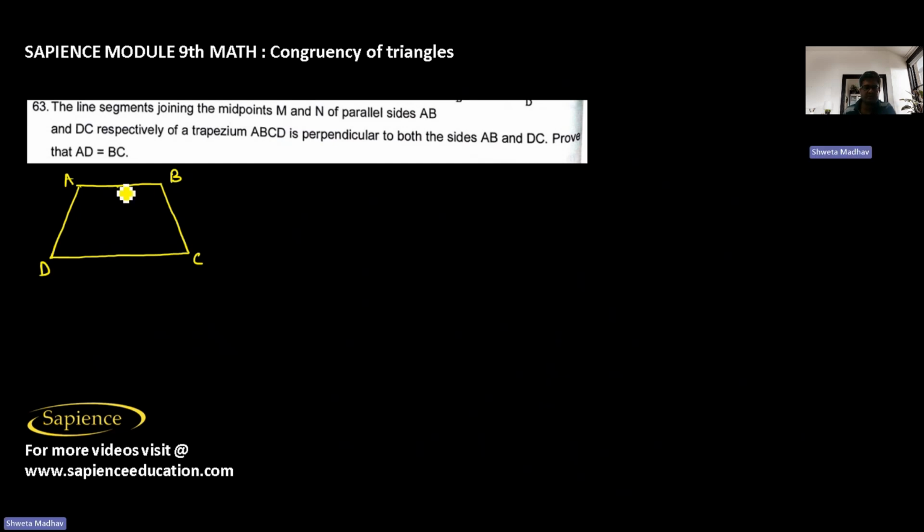So the midpoint of AB is M. The midpoint of DC is N. The line segment joining the midpoints M and N. So here AB is parallel to DC, and we have to show that AD equals BC. And this line segment is perpendicular to both the sides AB and DC. And AM equals BM and DN equals CN.